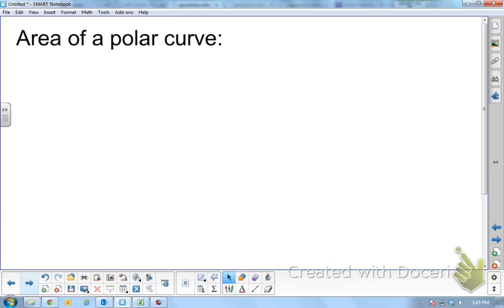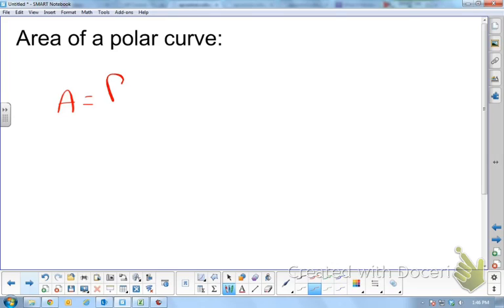Last thing about polar curves is area. So area of a polar curve, I just have to say I don't really like it. I mean, the formula itself is not hard. It's figuring out the stinking bounds that's hard. Like, the formula itself isn't hard at all.